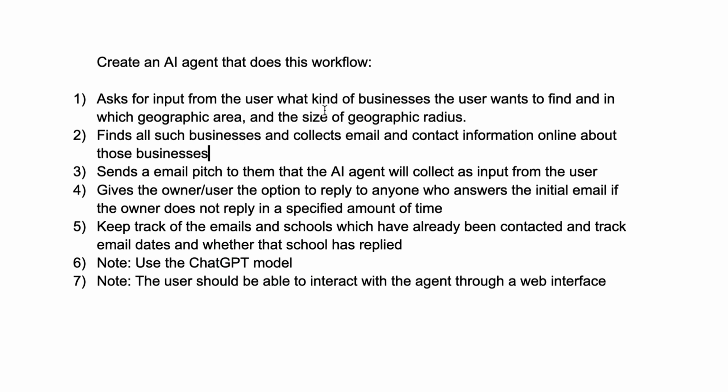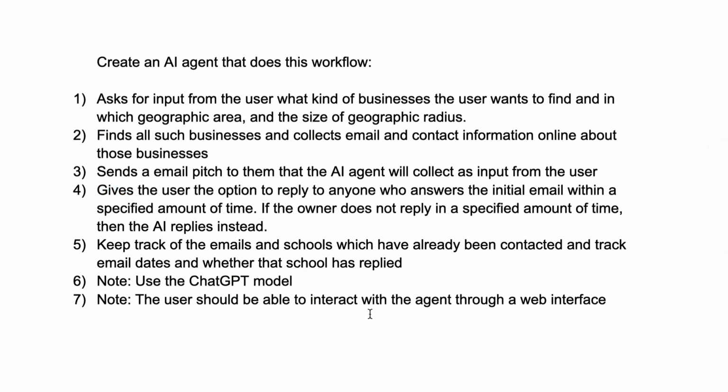Number 3 is it sends an email pitch to them that the AI agent will collect as input from the user, meaning you give it the pitch and it finds businesses and just sends it out. Of course, you'll probably use AI to help you craft the pitch, but that'll be a little bit separate. Or at least the personalization of the pitch writing may be a phase 2 for this agent. In any case, number 4 is after it sends out those emails, the AI agent gives the owner or user the option to reply to anyone.